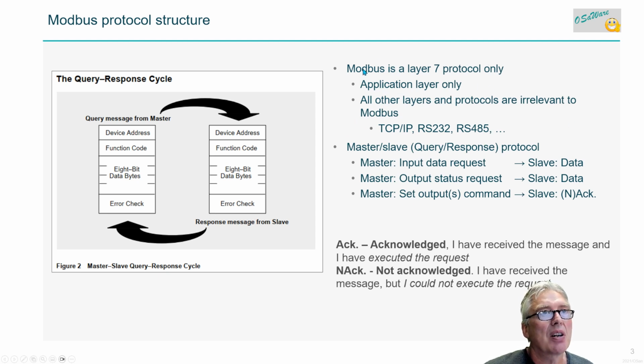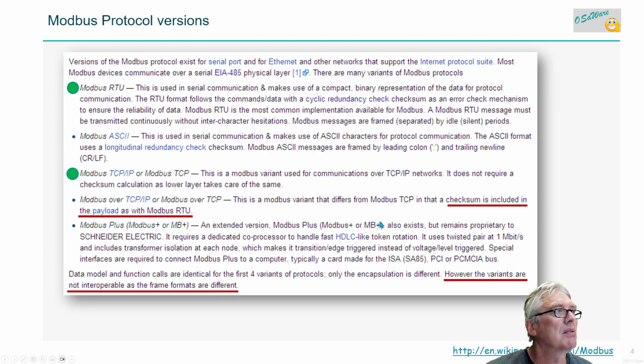So it's application layer only. It's irrelevant what kind of other layers that you're using. I received a message and have execute request and acknowledge. So you get say, I can do whatever you ask me to. This is basically what it says. So you get a data and you get the data return.